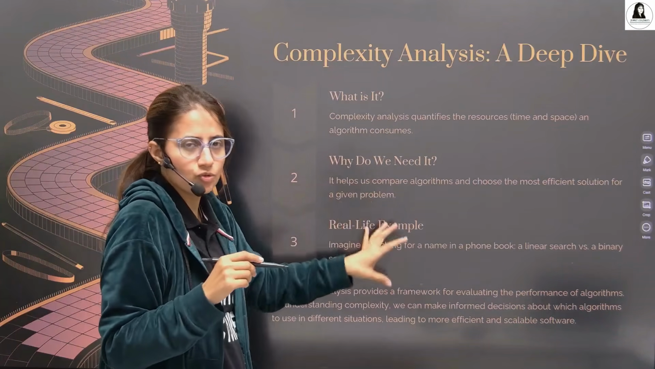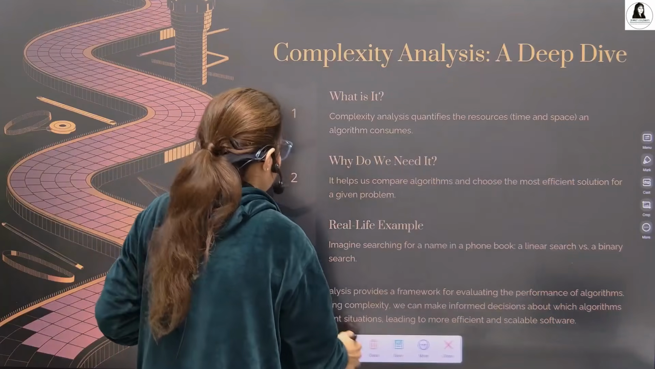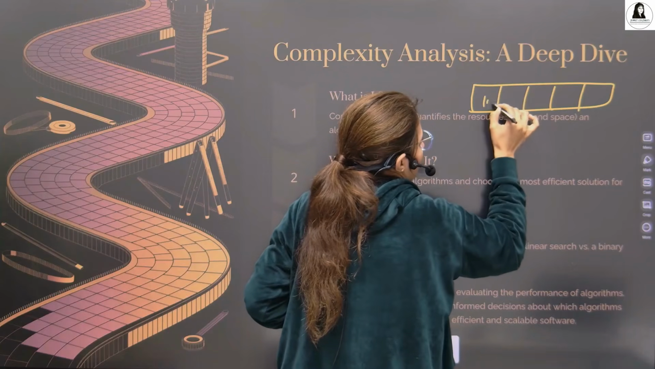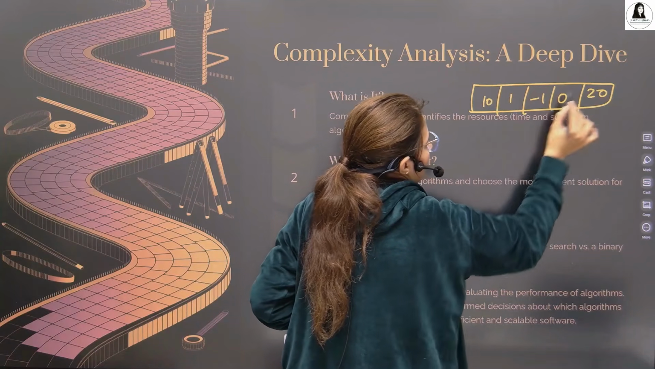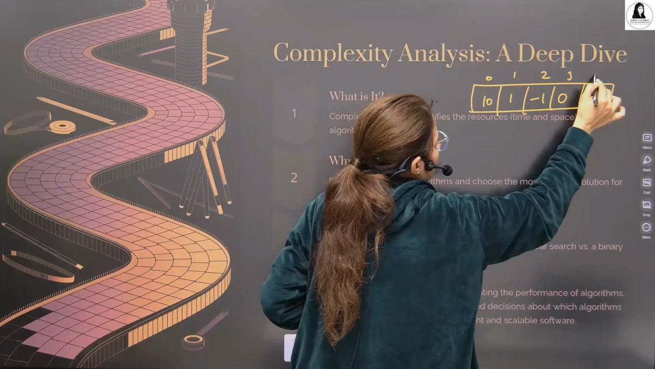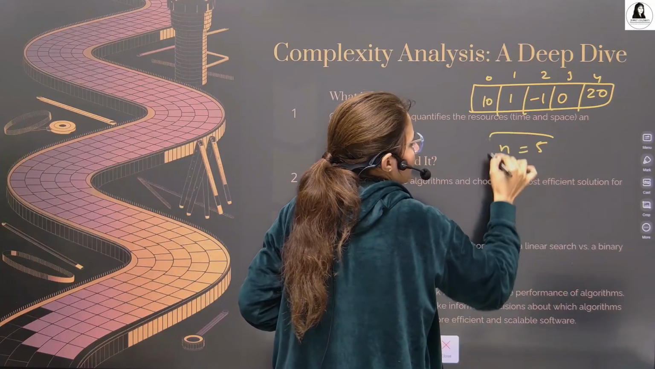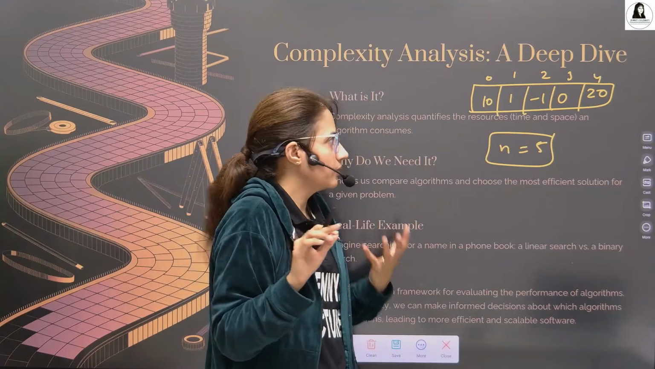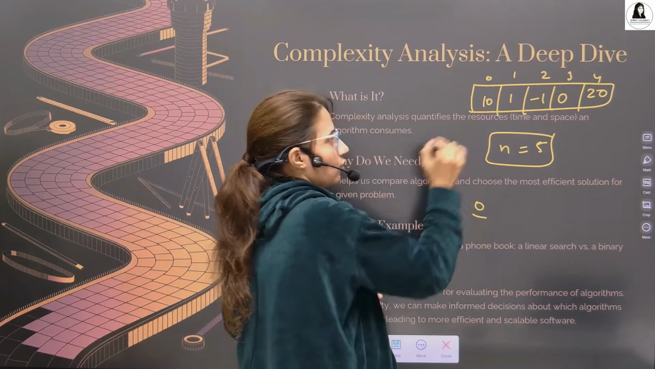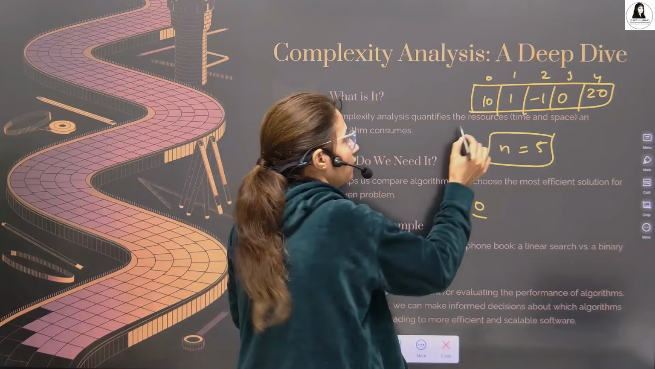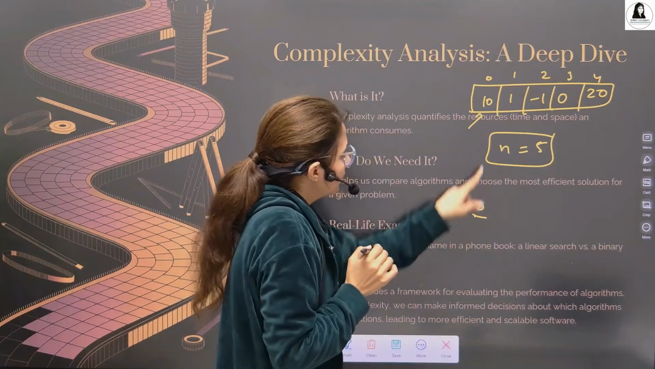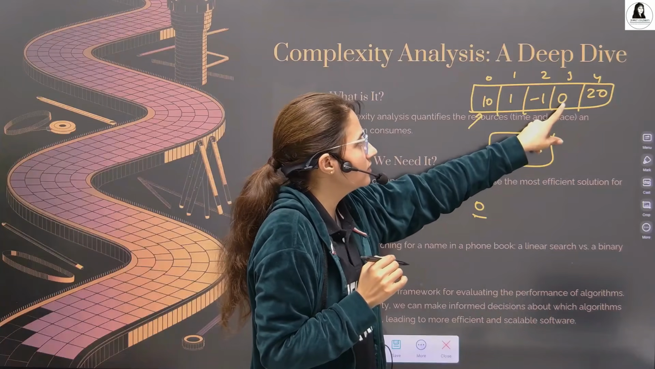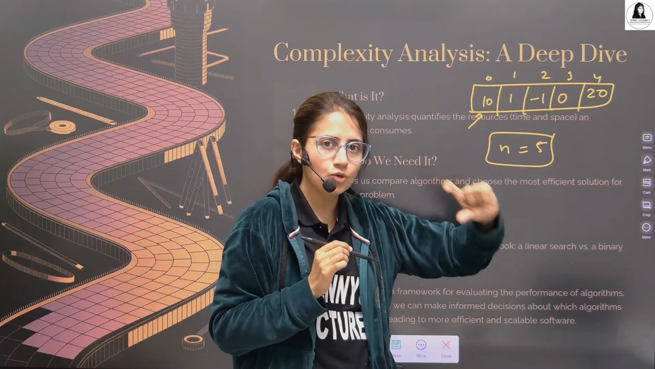because we will be using these two examples, so let me just clear this first. What is linear search? Suppose we have an array: 10, 1, -1, 0, 20. So n is 5. N means the number of elements, the size of this. Linear search means suppose you want to search whether 0 is there or not. We start from 10, we compare. Is this 0? No. The next element. Is this 0? No. Then next, then next. Is this 0? Yes. So linearly you are searching.